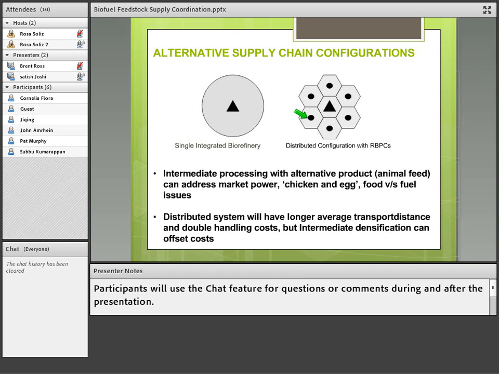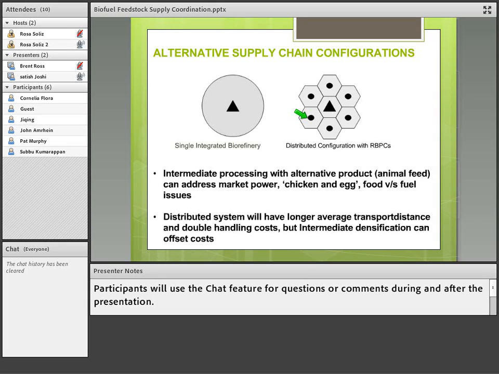And we are also interested in looking at whether these pre-processing centers can produce alternative products like animal feeds or pellets for home heating or power plants. That way, if they end up being farmer owned or farmer cooperatives, then they can get a better share of the value chain.